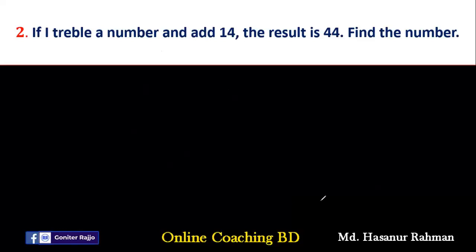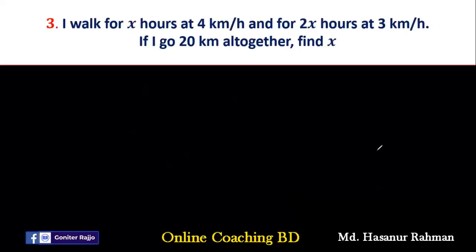Now number 3. I work for x hours at 4 km per hour and for 2x hours at 3 km per hour. If I go 20 km altogether, find x. To solve this one, we have to understand one formula. It will be very helpful to understand this math. That is distance equal to speed into time. If we look at this formula, distance equal to speed into time, then we can easily solve it.